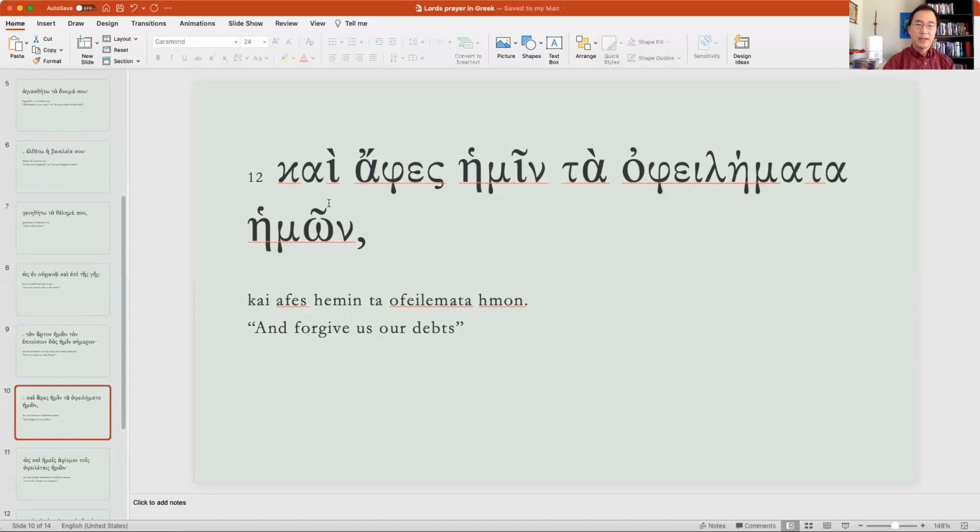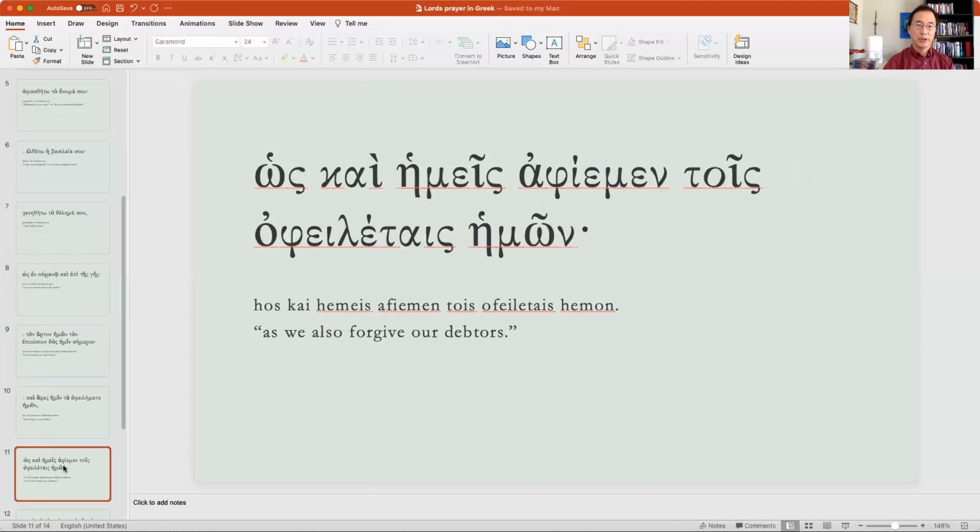What this means? Kai is and. Aphes is forgive. Hēmin is us. So aphes hēmin, forgive us. Forgive us what? Ta aphes means debt, right? Hēmōn, our. So our debt. And forgive us our debts. It's a good prayer. We need to pray like this. Let's continue.